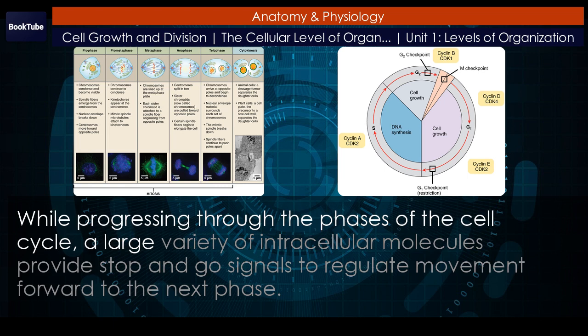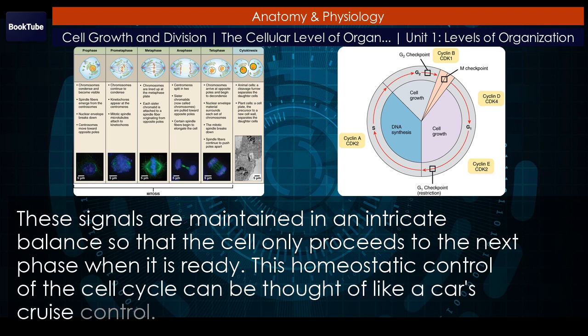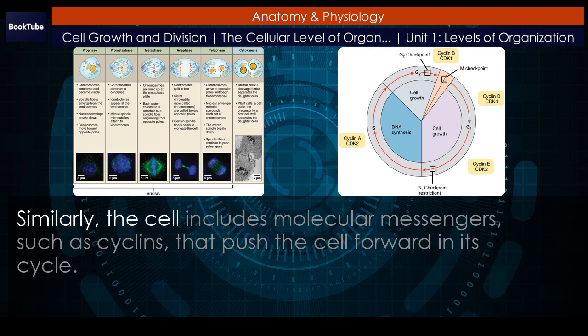A large variety of intracellular molecules provide stop and go signals to regulate movement forward to the next phase. These signals are maintained in an intricate balance so that the cell only proceeds to the next phase when it is ready. This homeostatic control of the cell cycle can be thought of like a car's cruise control. Cruise control will continually apply just the right amount of acceleration to maintain a desired speed, unless the driver hits the brakes, in which case the car will slow down. Similarly, the cell includes molecular messengers, such as cyclins, that push the cell forward in its cycle.